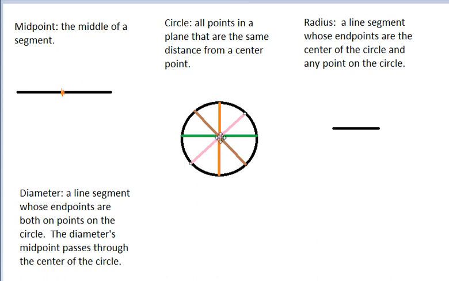So the midpoint of a diameter is the center. That means that a diameter is actually 2 radiuses. So a diameter is basically 2 radius, or radii is the correct way to say it. Radiuses is not the right way, so radii is the plural way. But that's what a diameter is: 2 radiuses, or 2 radii.